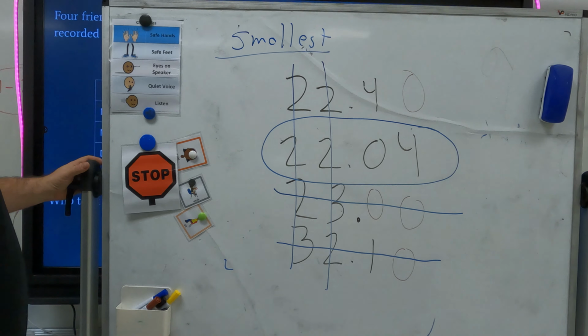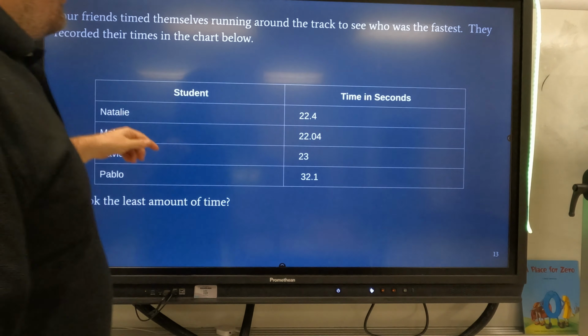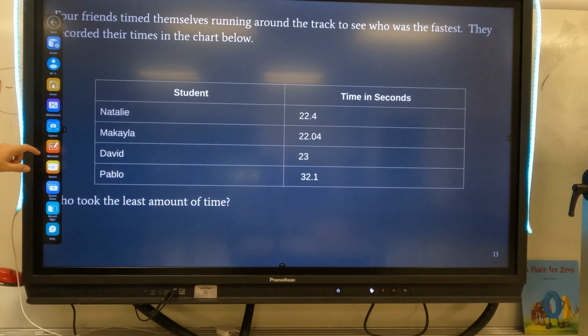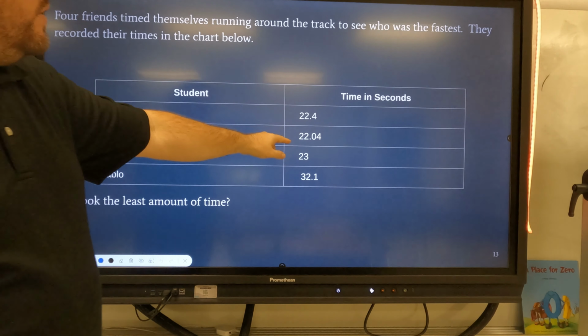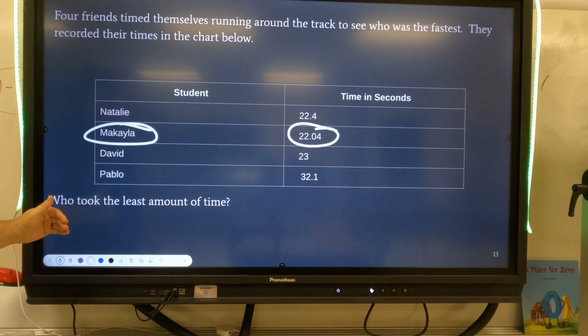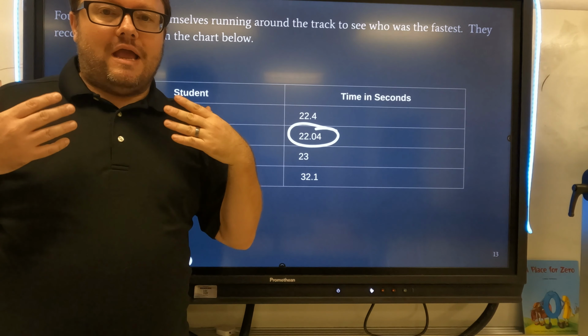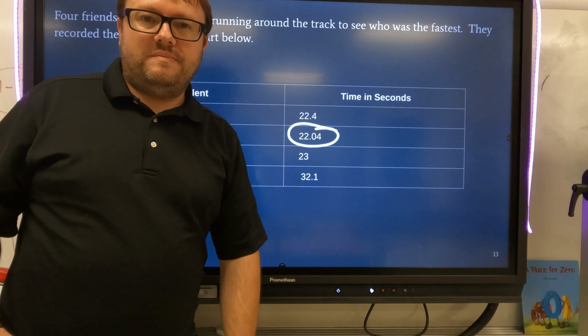So I'm going to go back to my problem, because remember, the question asks who had the slowest time. And I'm looking and I'm like, oh, 22 and 4 hundredths, that is Michaela. So I need to make sure that when I'm looking at my answers that I acknowledge that Michaela is the correct answer. All right? Hopefully that helps. See you next time.